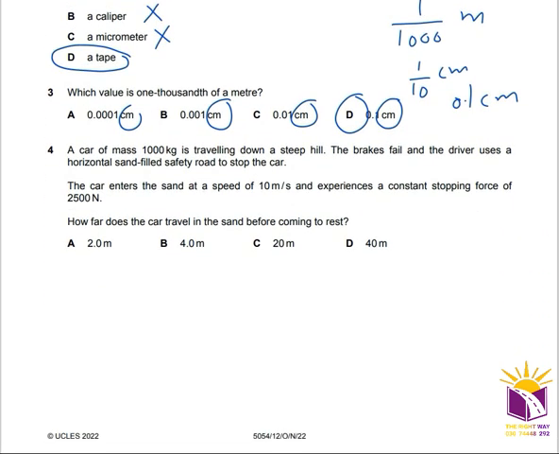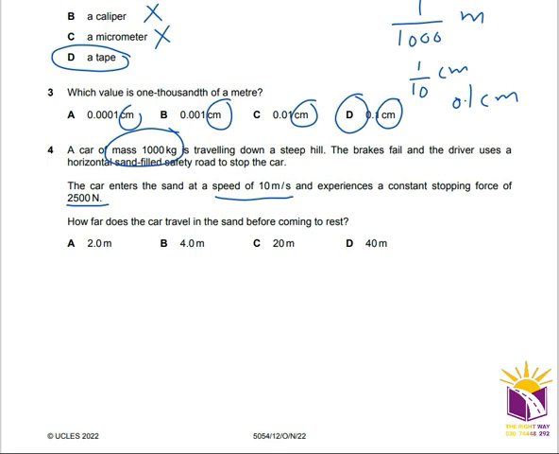Question number 4. A car of mass 1000 kg is traveling down a steep hill. The brake fails and the driver uses a horizontal sand-filled safety road to stop the car. The car enters the sand at a speed of 10 meters per second and experiences a constant stopping force of 2500 Newton. How far does the car travel in the sand before coming to rest? First of all, the mass of the car is 1000 kg.